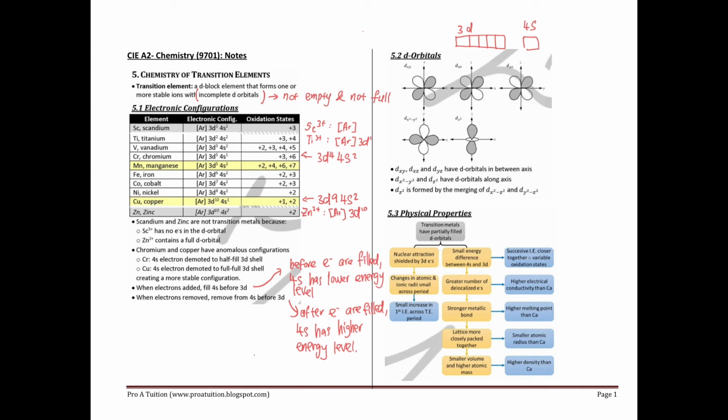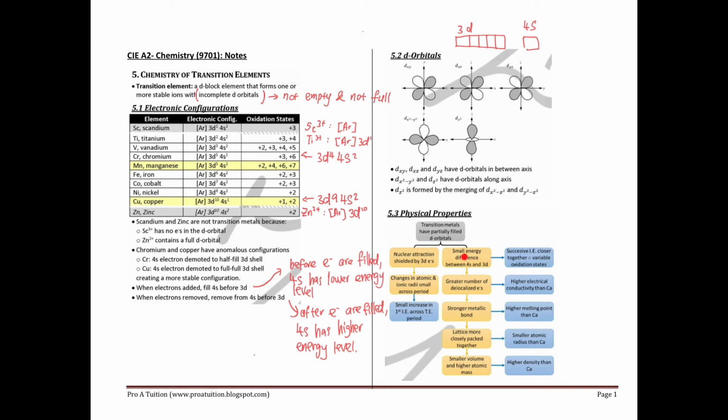in blue color. Small increase in first ionization energy across the transition elements period. Because of the shielding, their first ionization energy is more or less the same. Imagine all these have more or less the same first ionization energy. Why? Because they have the same size, and the protons which are supposed to attract stronger and stronger cannot do so because of the shielding effect. That's why the ionization energy is more or less the same.